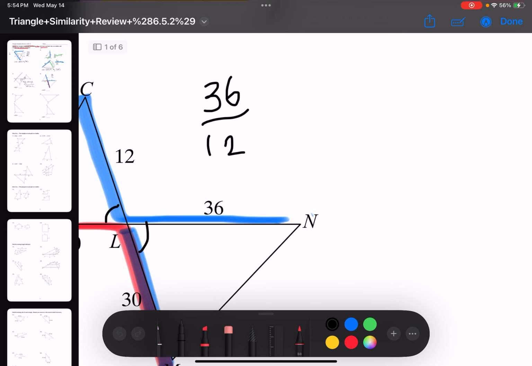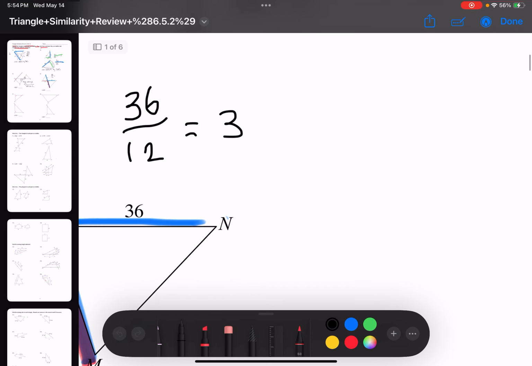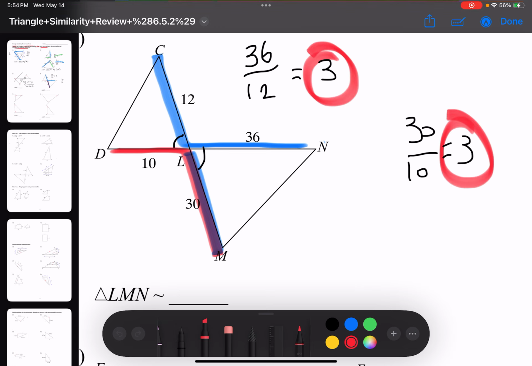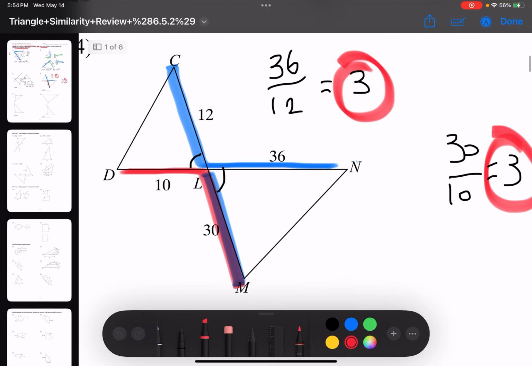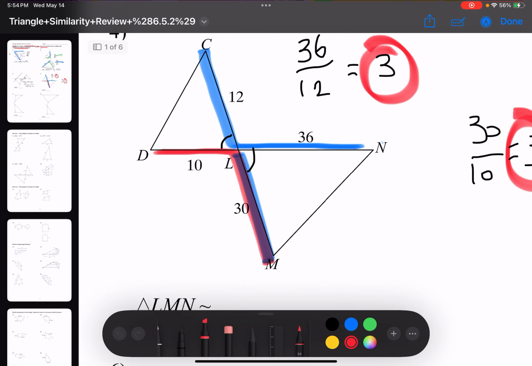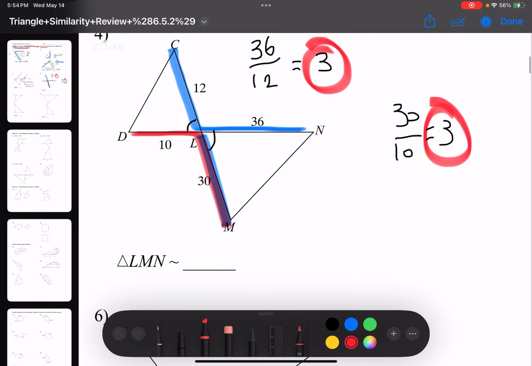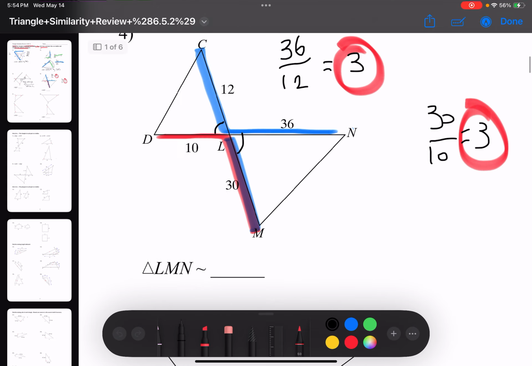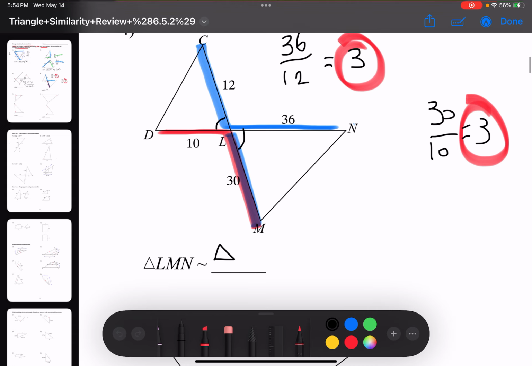You divide these ones, and that's equal to 3. And then we do 30 over 10, which is also equal to 3. Do you see how on each side we still had the same number? That proves to us that the triangles are similar. So now we have to finish the statement, since it is similar.